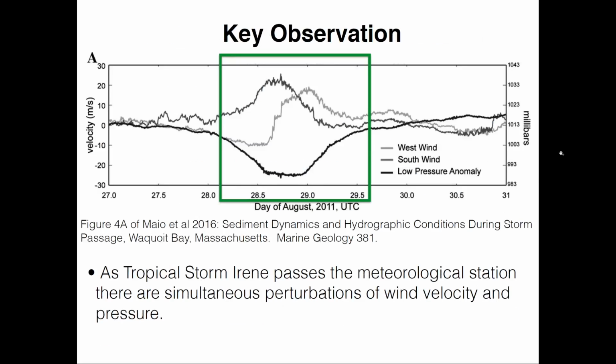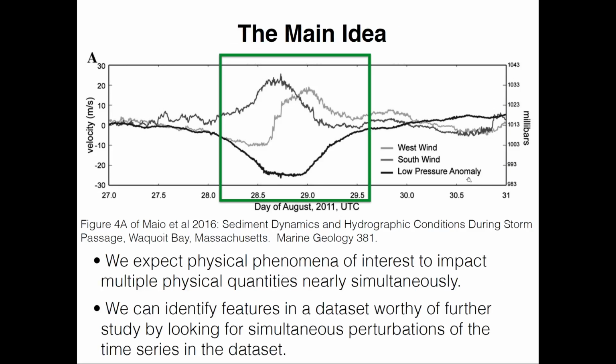Okay, so the key observation is this. Since we've said we're not going to do those other things, what are we going to do? Well, let's look at a tropical storm Irene, passing a meteorological station. And we can see the west wind, south wind, and the low pressure anomaly. And so these are basically perturbations from a background state, right? So we expect physical phenomena of interest to impact multiple physical quantities nearly simultaneously, right?